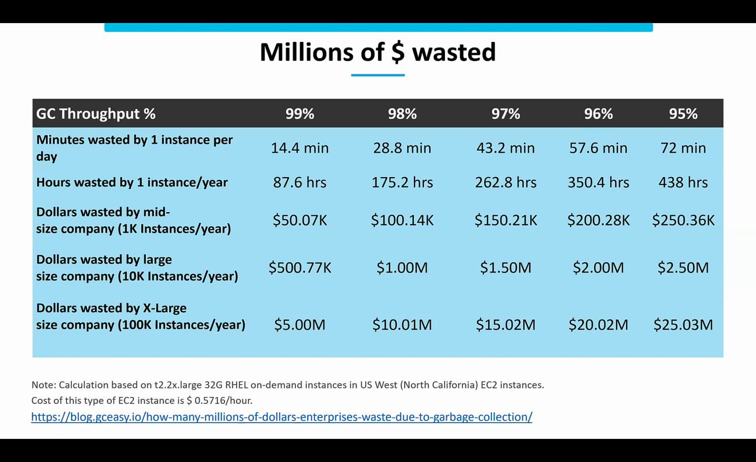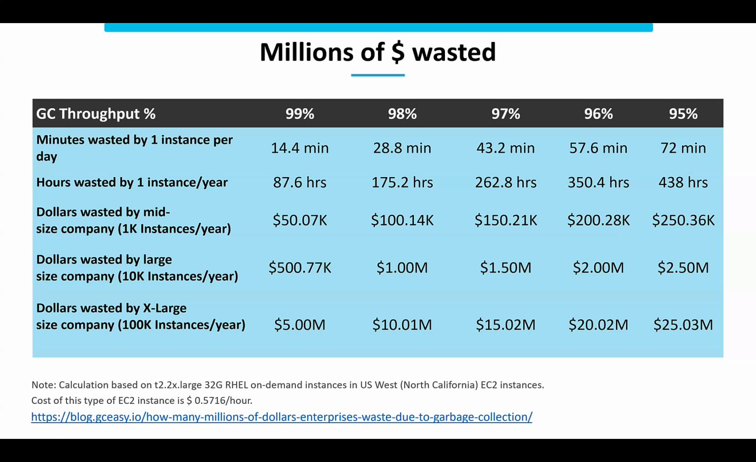Assume your organization is a mid-sized organization running on 1,000 EC2 servers. Here I did a rough calculation, assuming you're running on a 32 gig Red Hat Linux machine in the North California region. That means the cost is 57 cents per hour. If I multiply these 350 hours across 1,000 instances, then I'm talking about burning 200,000 US dollars, because I'm paying the cloud provider, but I'm not getting any real value for my customers.